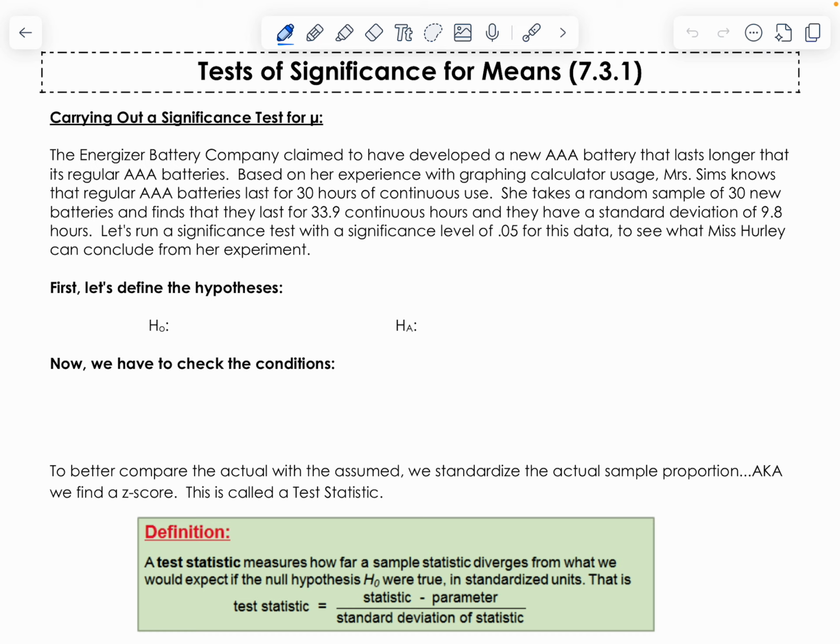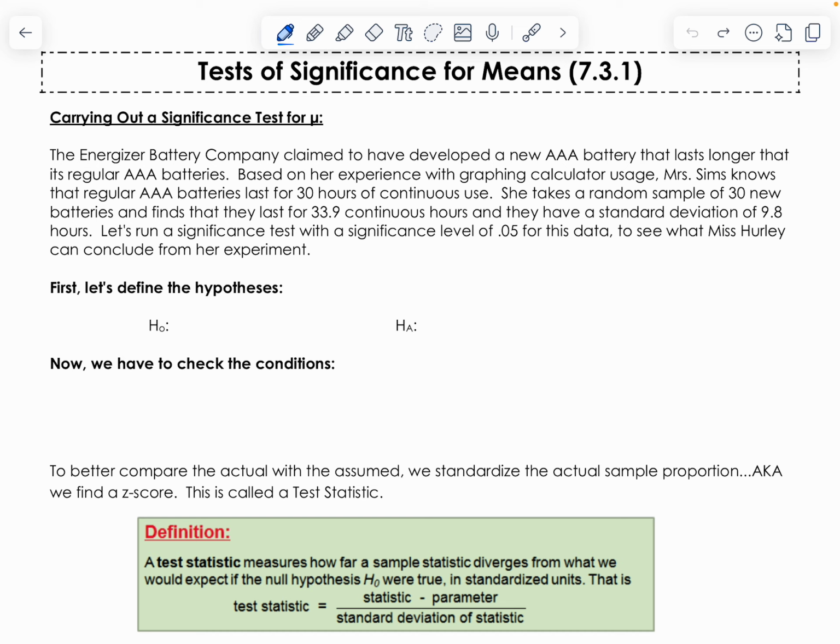The Energizer Battery Company claimed to have developed a new AAA battery that lasts longer than its regular AAA batteries. Based on her experience with graphing calculator usage, Mrs. Sims knows that regular AAA batteries last for 30 hours of continuous use. She takes a random sample of 30 new batteries and finds that they last for 33.9 continuous hours, and they have a standard deviation of 9.8 hours. Let's run a significance test with a significance level of 0.05 for this data to see what Mrs. Sims, not Ms. Hurley, can conclude from her experiment.